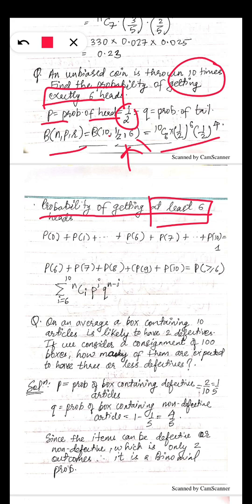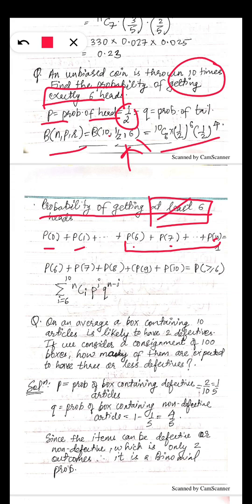So I know that P of 0 is the probability of getting no heads. P of 1, probability of getting 1 head. 6 heads, 7 heads, and like this I can go up to P of 10. I am interested in this: what is the probability of P6 plus P7 plus P8, P9 and P10?